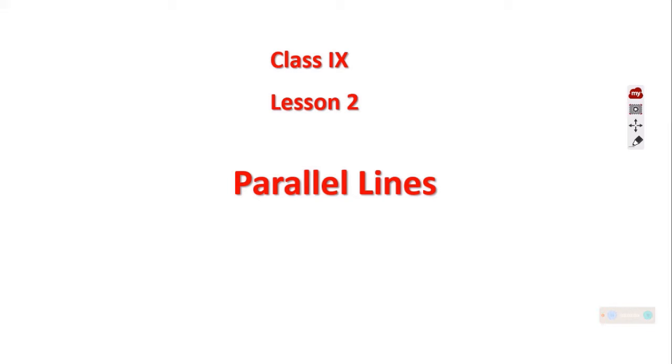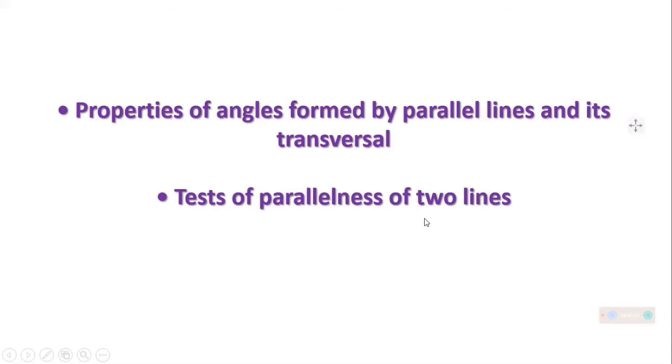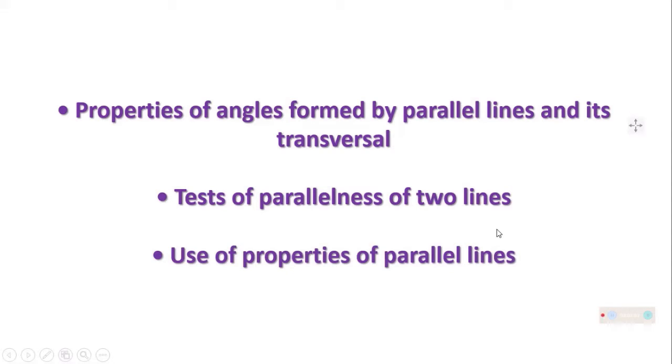Dear students, the topic is parallel lines, which you have already studied and have good knowledge about, what happens when a transversal passes through a set of parallel lines. This chapter is the next step of it, where you will be learning the properties of angles formed by parallel lines and its transversal. You will also learn tests of parallelness of two lines and the use of properties of parallel lines.